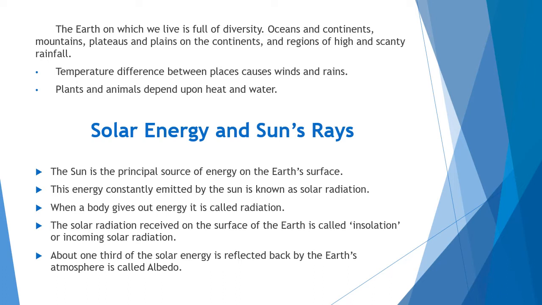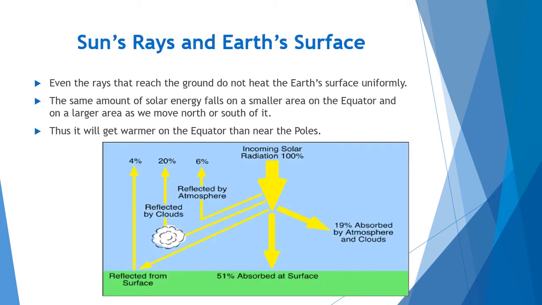Now we are going to the next one, that is the sun's rays and the earth's surface. You can see how it is getting. Even the rays that reach the ground do not hit the earth's surface uniformly. Here it is given as a level surface, but as you know, the earth is spherical. Because of that, the rays we get from the sun do not hit the earth's surface uniformly.